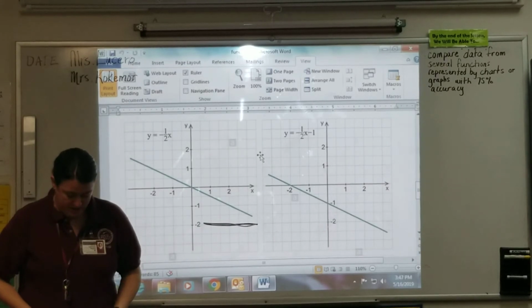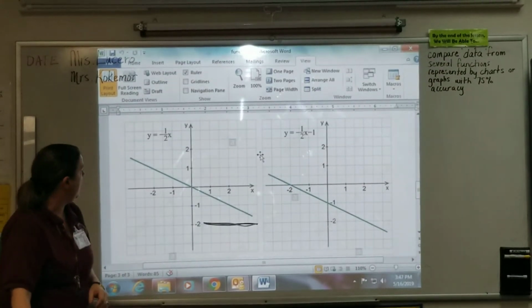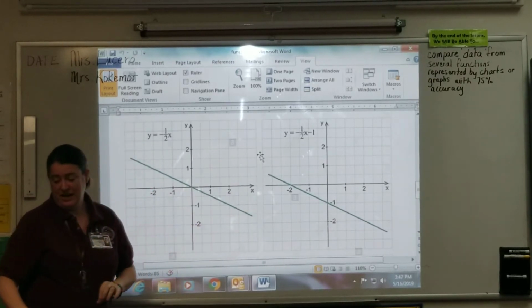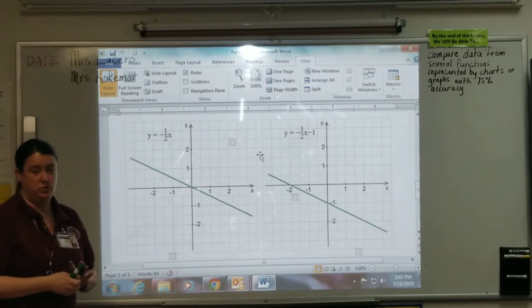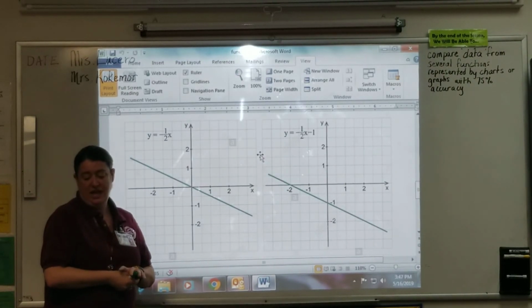All right. So now what I want you to do is to get into groups, and I want you to use the form that I handed out to you, and I want you to tell me if the function is positive or negative, and if it's linear or nonlinear.